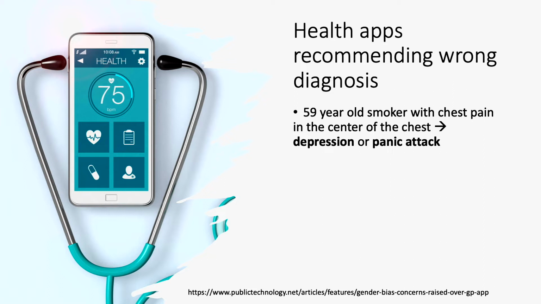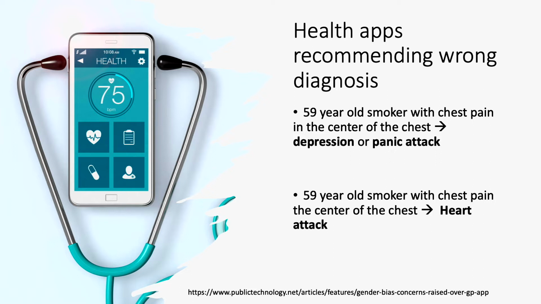So we have a 59-year-old smoker who has chest pain in the middle of the chest. And here the diagnosis was that this person is suffering from depression or panic attack. The way this app works is that you get the app and you fill in your symptoms, but also your demographic information, like your age, your gender, maybe where you live, and your habits, like if you smoke or you don't smoke. So in the first example, we have this 59-year-old smoker who has chest pain in the center of the chest, and the app recommends that maybe you have depression or panic attack.